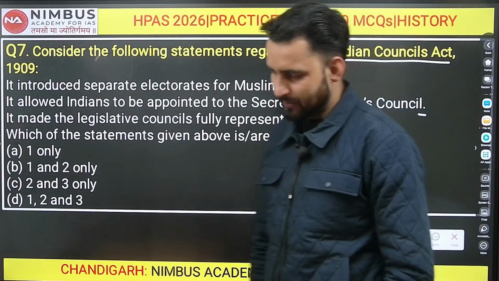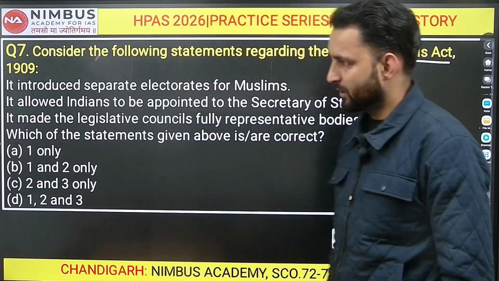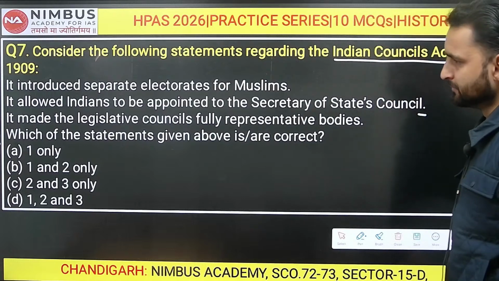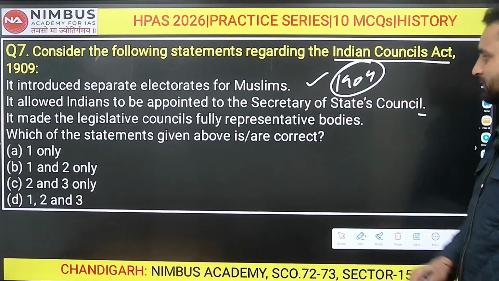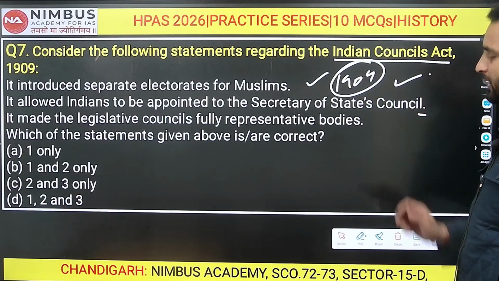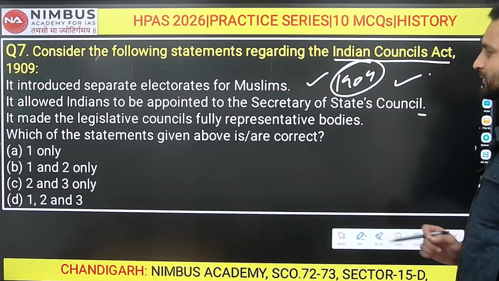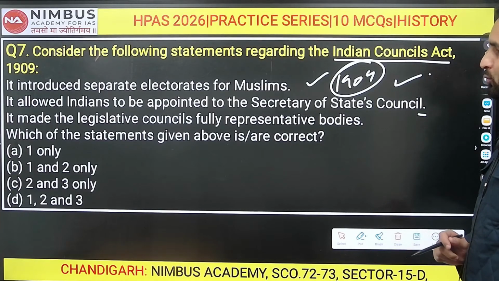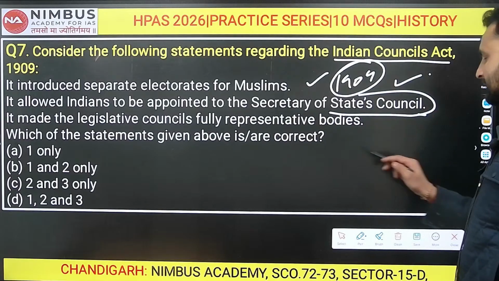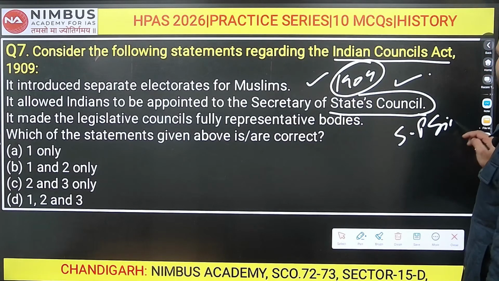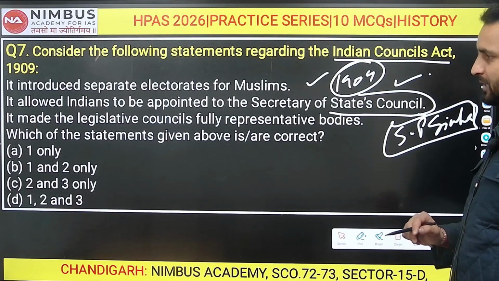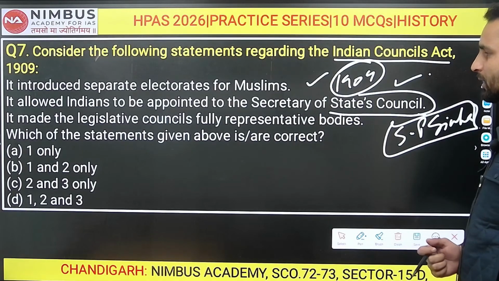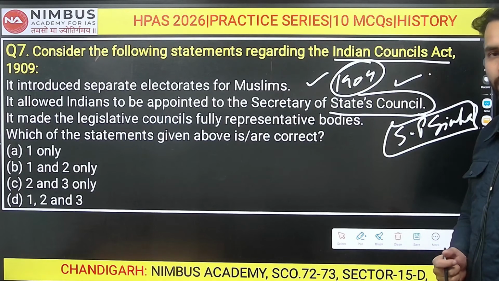3 statements regarding the Government of India Act 1909, or sorry, the Indian Council Act of 1909. What should be the right answer for this? You have given B as the right answer. Option number B is 1 and 2 only. Okay, it introduced separate electorates for Muslims. For the first time, the separate electorates were introduced in 1909. It is absolutely correct. The most important provision of this Indian Council Act. Second, Indians were allowed to be appointed to the Secretary of State's Council. Yes, SP Sinha was basically appointed to the council as a law member, right?